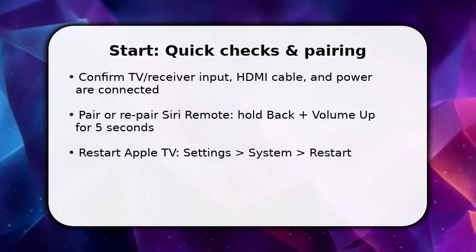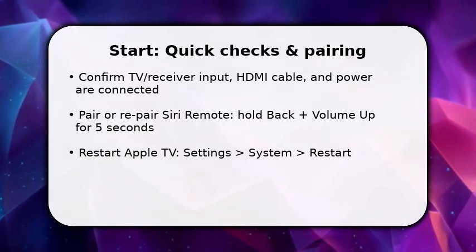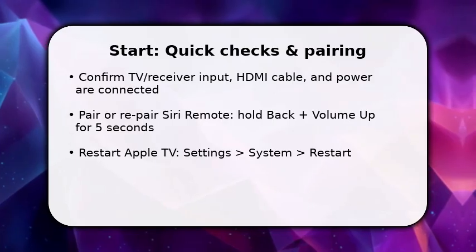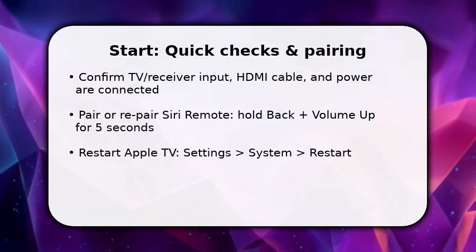You begin by eliminating simple connection and control issues. Make sure the HDMI cable is seated and the TV or receiver is on the correct input. A loose cable can mute audio instantly.